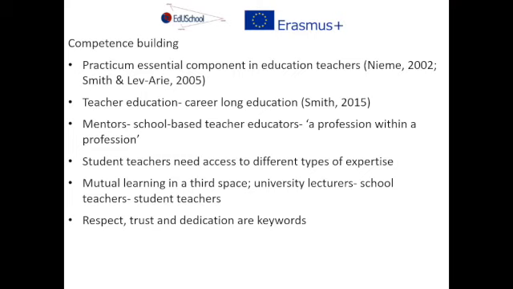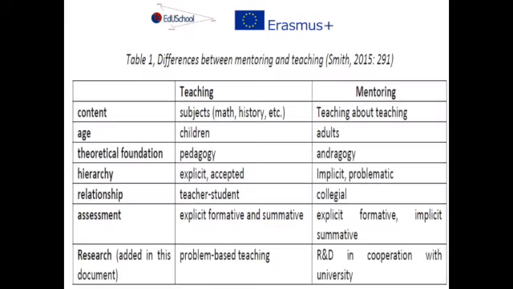And we also have to recognize that student teachers need access to different types of expertise, not only our theoretical expertise at university. That means mutual learning should take place in the third space, which we have already heard about here, where the triad of university lecturers, school teachers, and students meet. I'll come back to that. And there are three key words as we see it: respect, trust, and dedication.